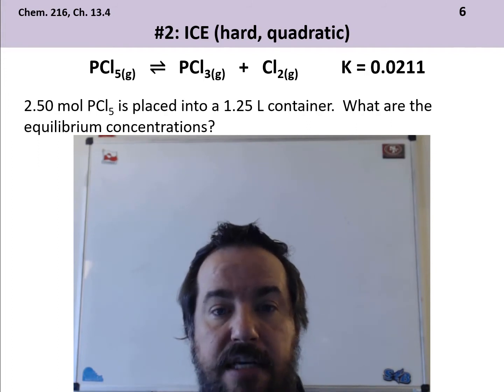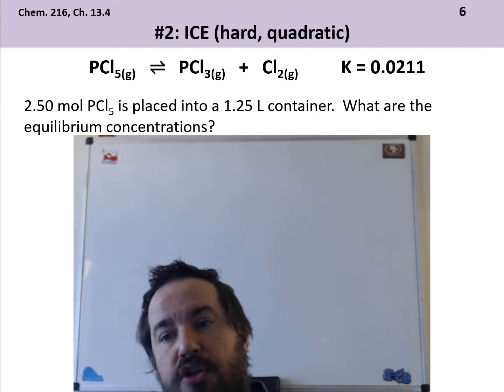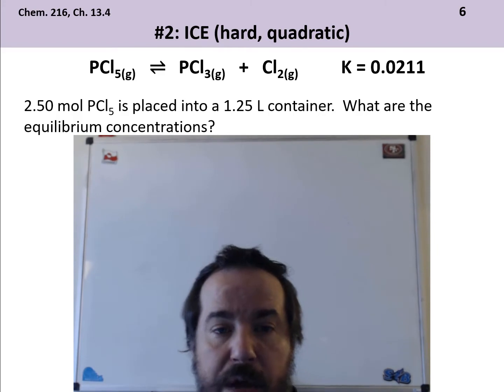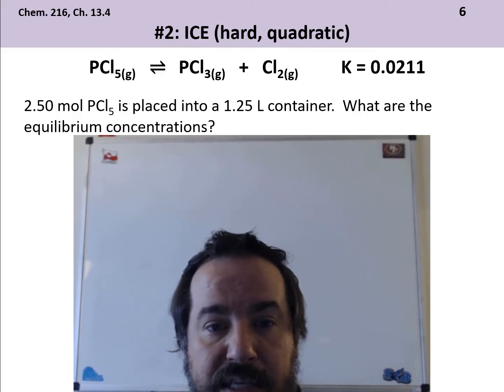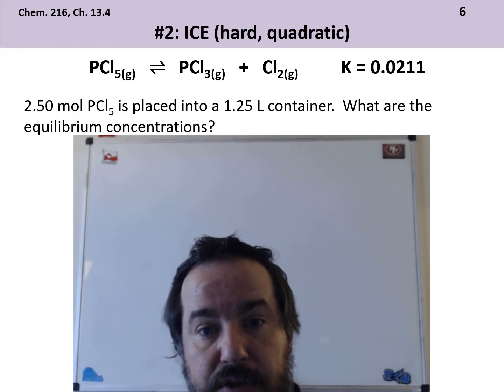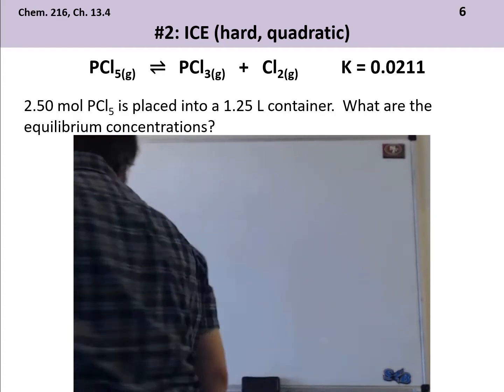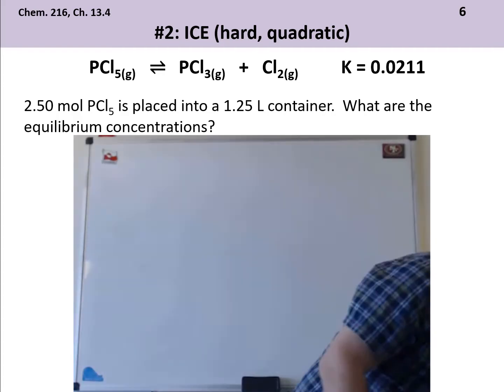Let's actually go on to an ICE problem. This is a hard one. PCl5 gas goes to form PCl3 gas plus Cl2 gas. Let's write this on the board and go through it.